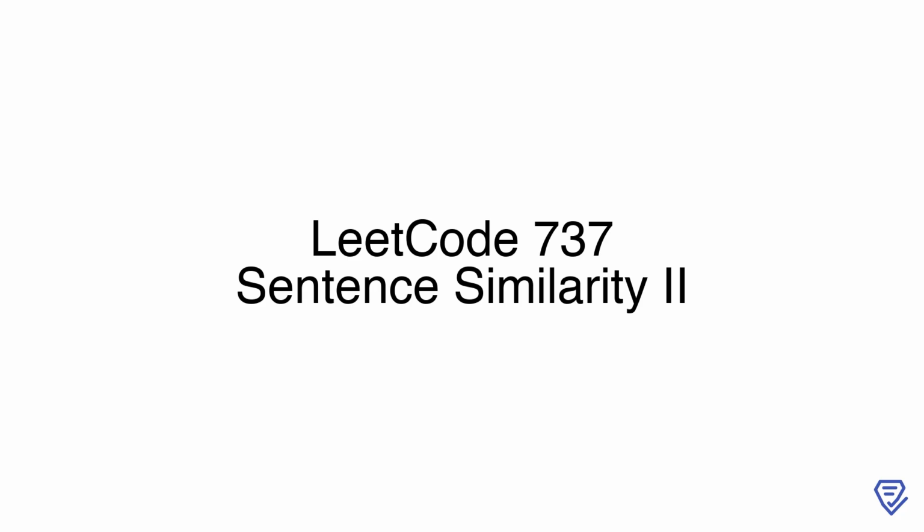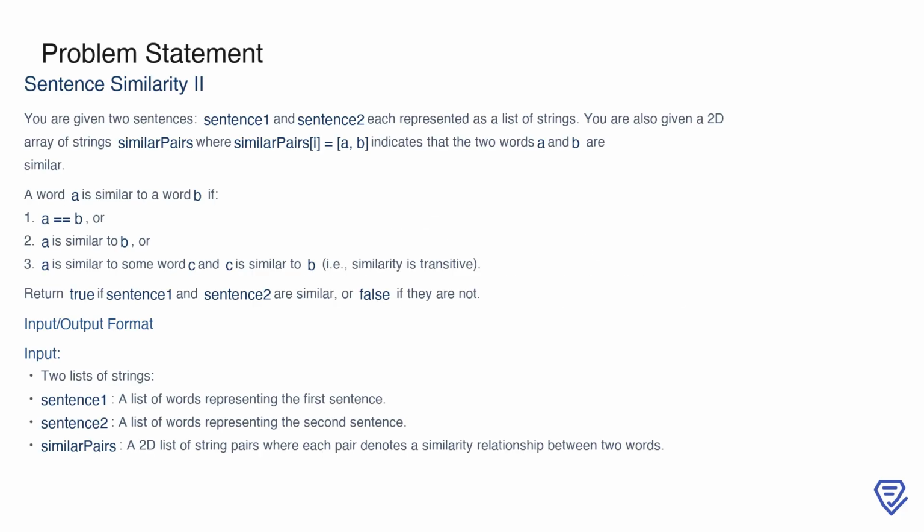Let's get started. In this problem, you are tasked with determining whether two sentences, represented as lists of strings, are similar based on a given set of word pairs. These word pairs, provided in a 2D array called similar pairs, define the similarity relationship between two words. A word A is considered similar to a word B in three cases: if they are exactly the same, if they are directly listed as similar in similar pairs, or if there is a transitive chain of similarities connecting them.